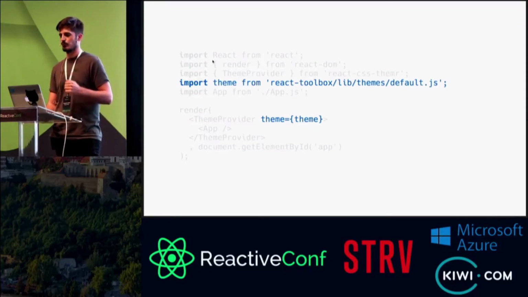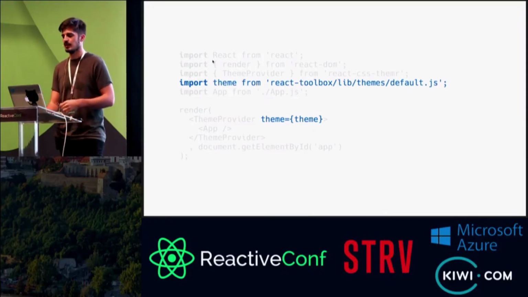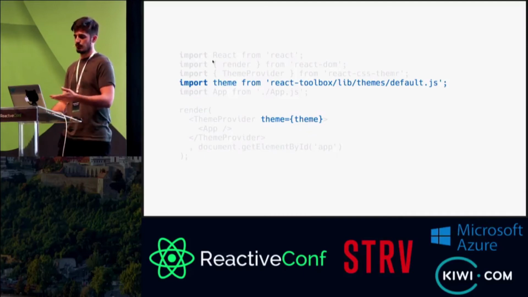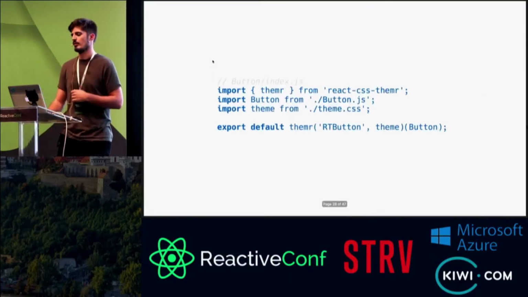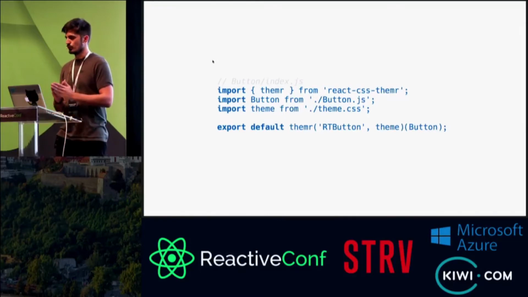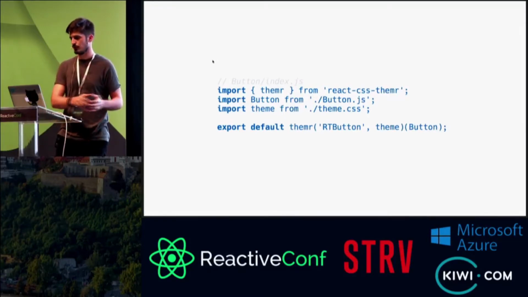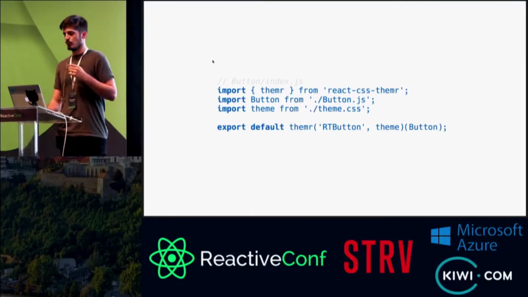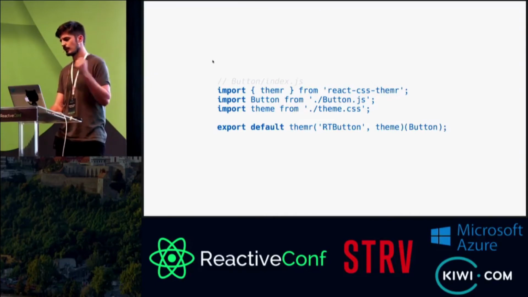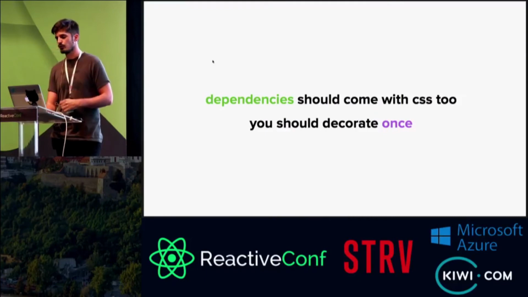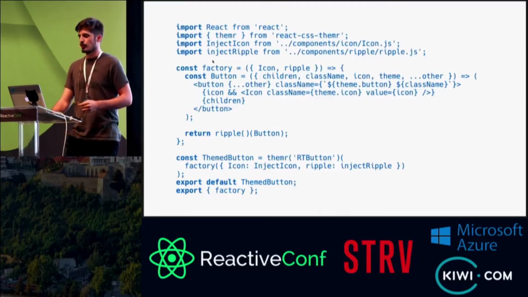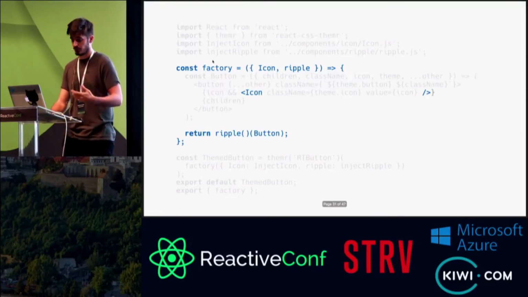So we are providing a default theme.js, so you can import it from React Toolbox and get the default styles in there. But still, I want to keep in place the CSS requires, because it's handy for people that already have CSS modules configured in their project. So if you want to do that straight importing from the index, which I think is the best so far, you would be importing the CSS in that index file, and then decorating the component using the themr. But this is not going to work, because the dependencies should come with the CSS too, and also you can decorate only once.